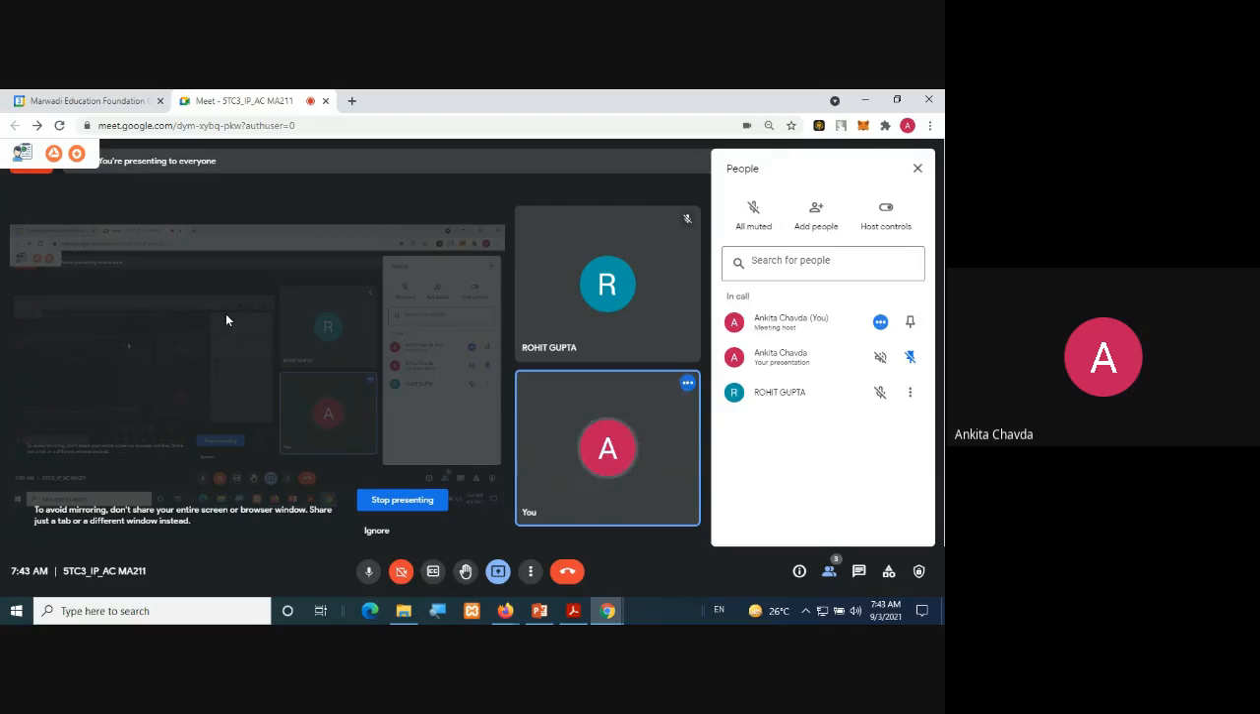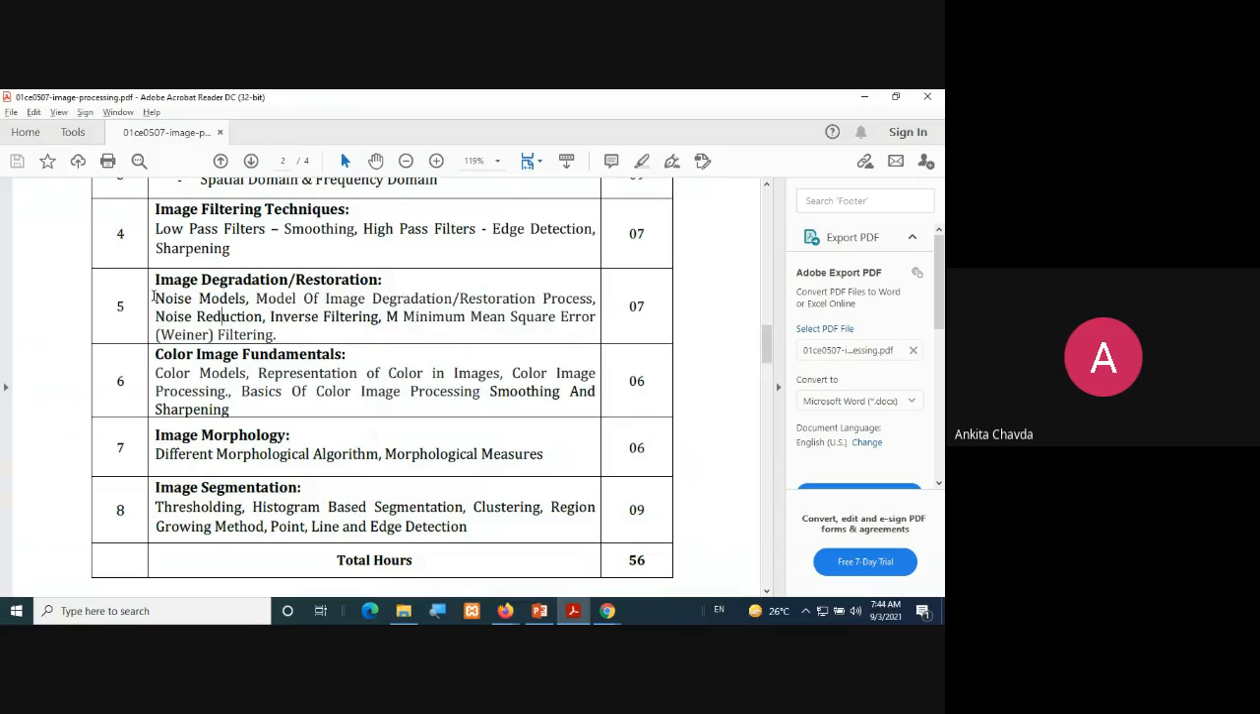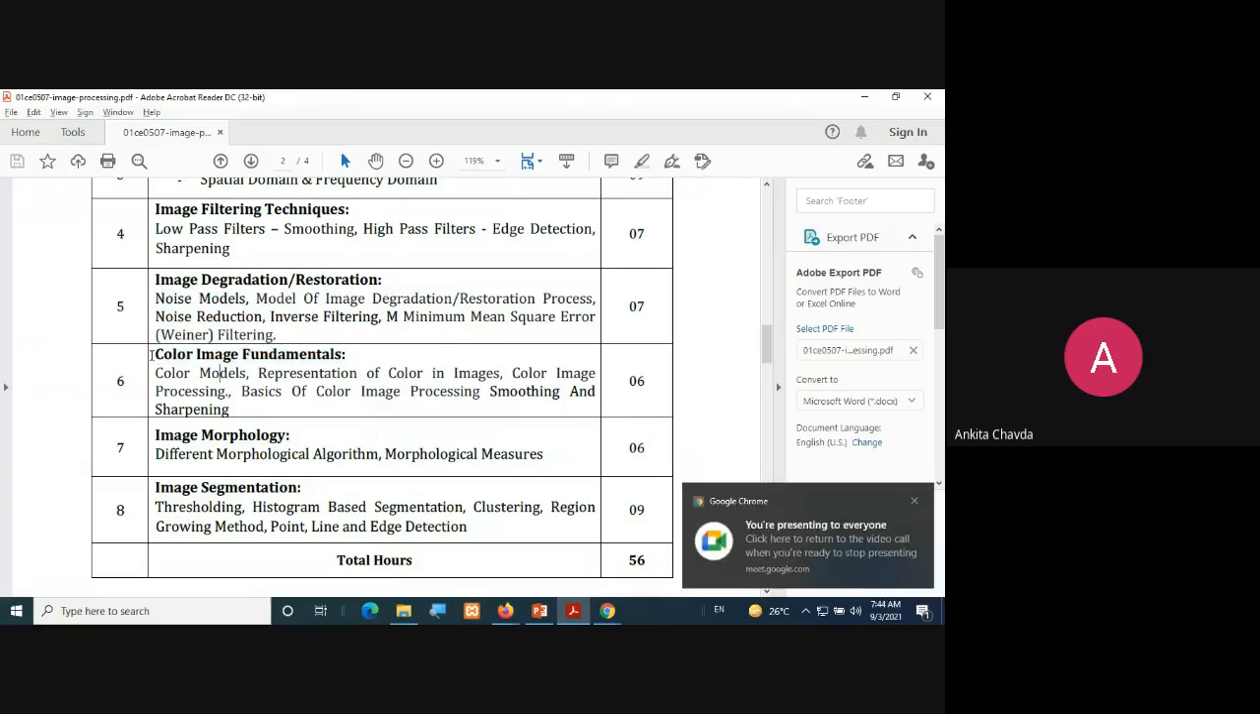In adaptive filters, the adaptive median filter, adaptive mean filter, whatever you say, those filters check some conditions first, and only then do they work further. That is what we have seen. So this is how we finished the fifth unit, and now we are going to start with the sixth unit, which is color image fundamentals.